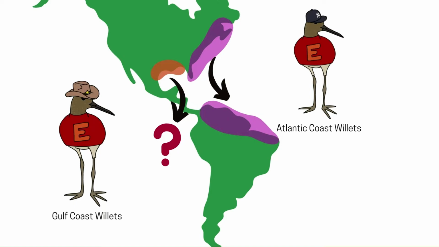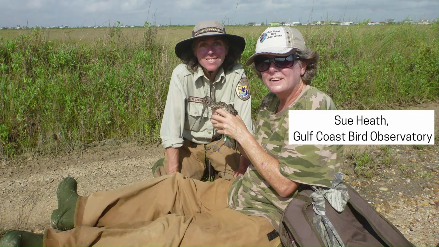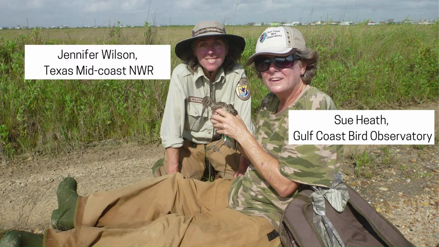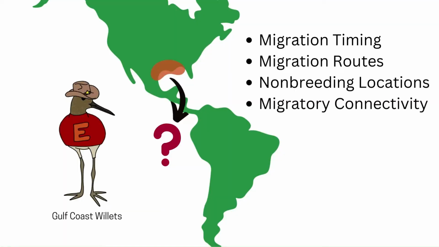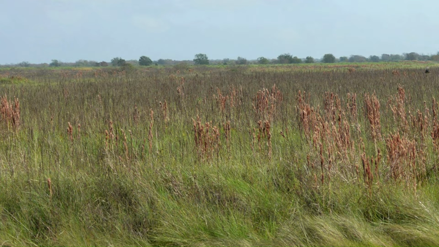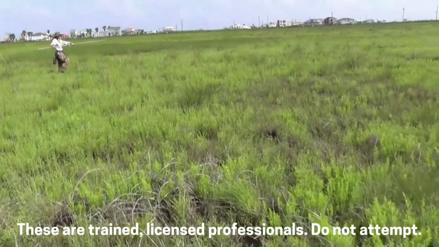With this in mind, Gulf Coast Bird Observatory and the Texas Mid-Coast National Wildlife Refuge Complex studied the migration of breeding eastern willets on the Texas coast from 2015 to 2019. The objectives of this study were to determine the timing, routes, non-breeding locations, and migratory connectivity of these birds. Our study site was at San Bernard National Wildlife Refuge in Texas, where we located willet nests.